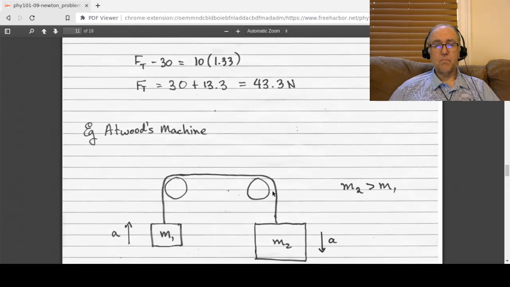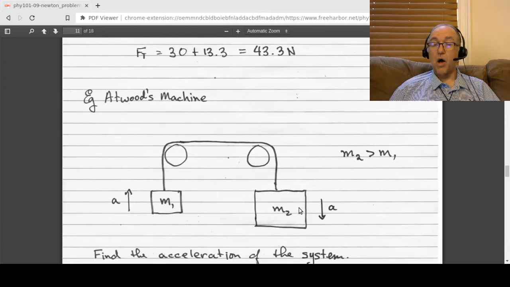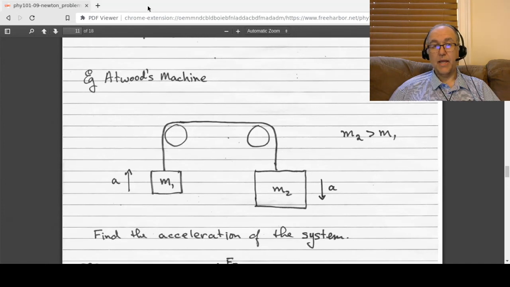Let's do another problem now, moving on. This problem I'm also going to do without any numbers, and you can guess why. It's something you're going to do in the lab, which is Atwood's machine. Okay, so Atwood's machine is a simple little demonstration of Newton's laws, and basically you have two masses. I have here M1 and M2. I'm going to make M2 bigger than M1. In principle, we know the value of M1. In principle, we know the value of M2.